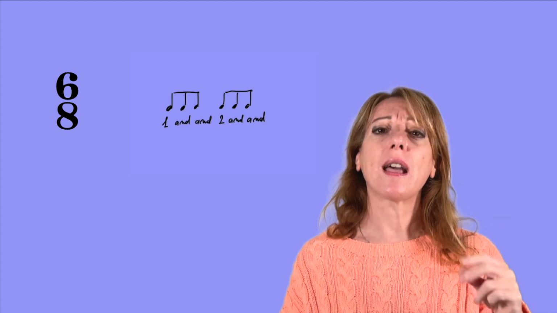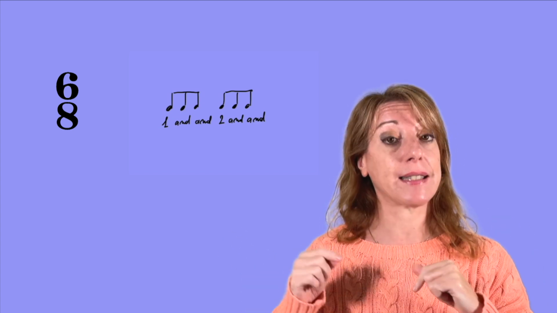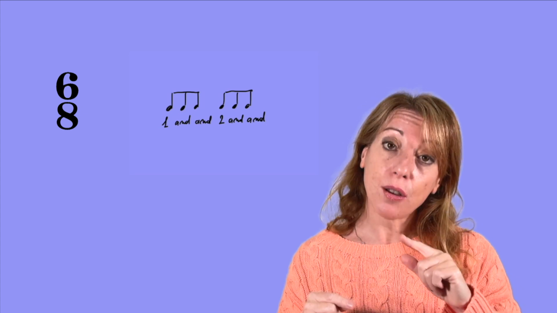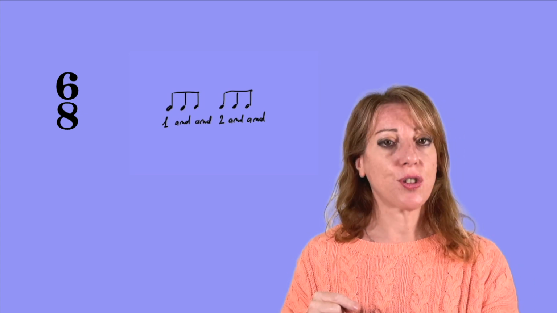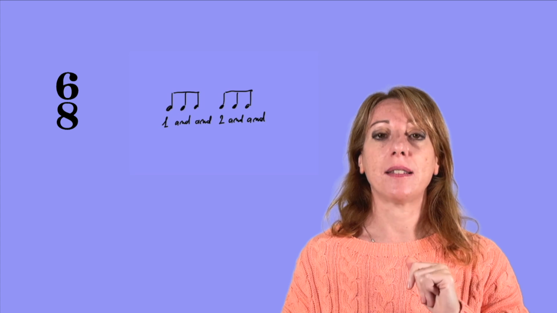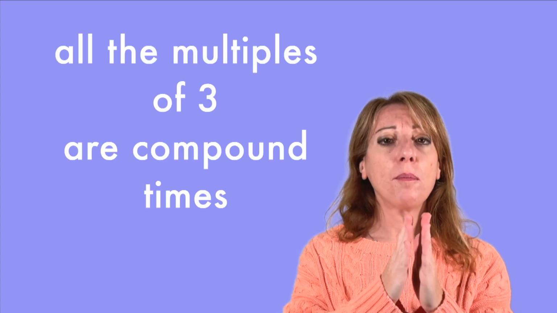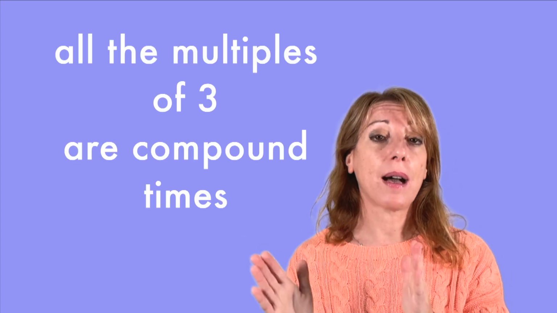So we don't do 1 and 2 and 3 and if we are in 6/8, but we count in 3s. So 1 and 2 and 1 and 2 and. The same thing would be for 9/8 or 12/8. In other words, all the multiples of 3 are compound times. Everything else would be simple. So 3/4 is simple time because it's 1 and 2 and 3 and. Did you know this?